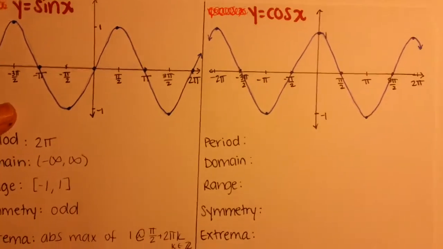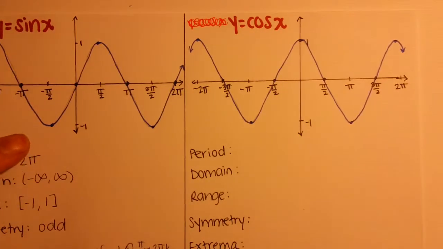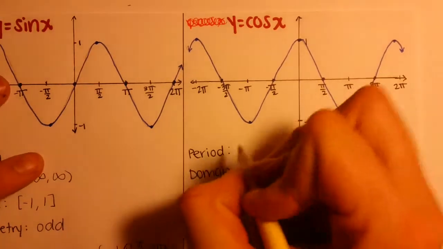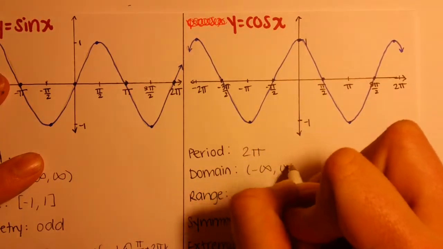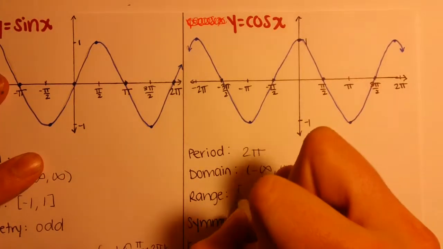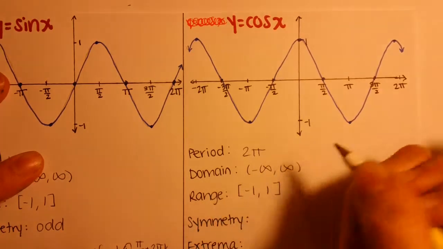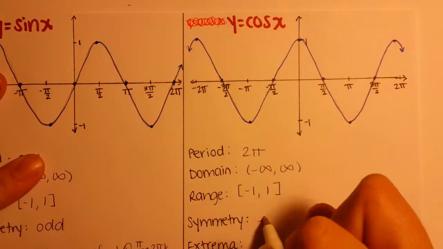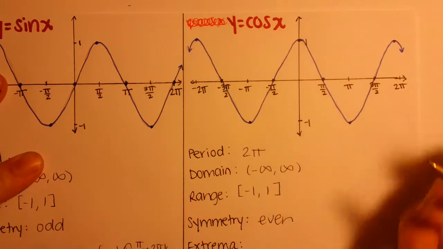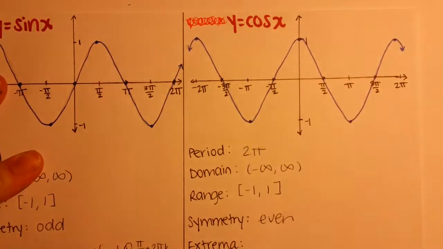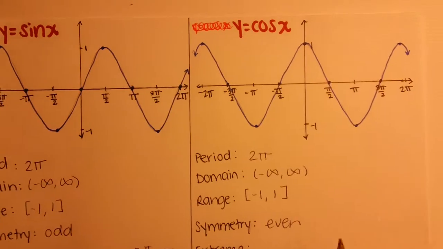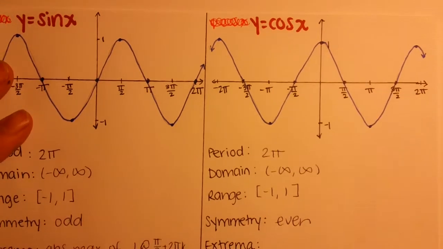Now we're going to do something similar for our cosine function. Our period is 2 pi. Our domain again is negative infinity to infinity. Our range, negative 1 to 1. Here our symmetry is even. Again, by looking at the graph, we can reflect it over the y-axis and it'll match up. And then our extrema is going to be different than what it was for our sine function.